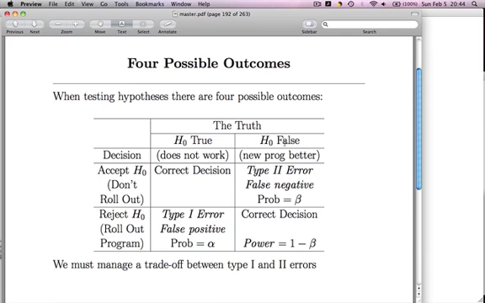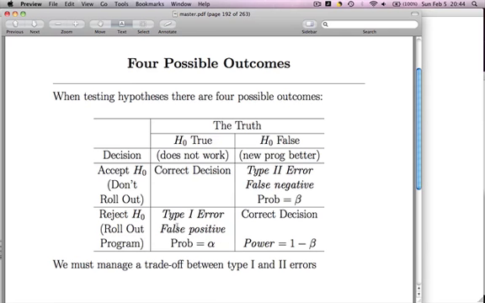Likewise, if H0 is false, and we reject H0, roll it out, we've done the right thing. However, there are two ways that we can make a mistake. Let's start with the lower left box down here. If H0 is indeed true, so this program really is no better than the old, but we decide to roll it out, we've committed a type 1 error.